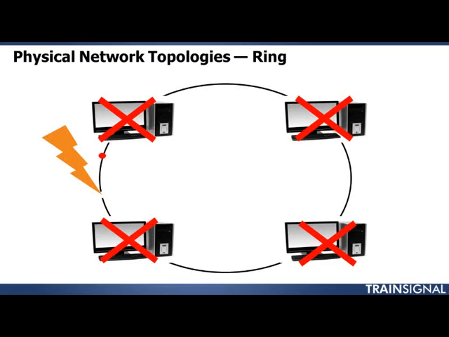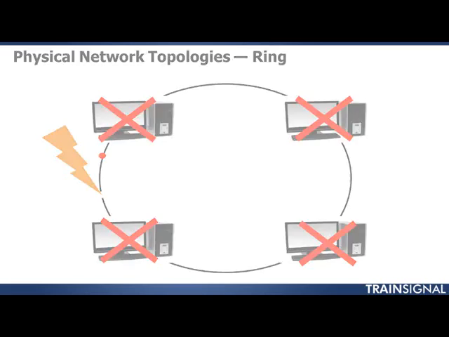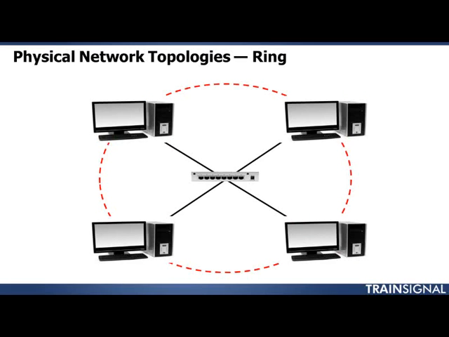Now, because of this situation where this single break in the cable would take down the entire ring, the reality is the only primary type of ring network that you'll see is something called a token ring network, which was actually set up as a physical star topology, but would logically function like the ring topology.